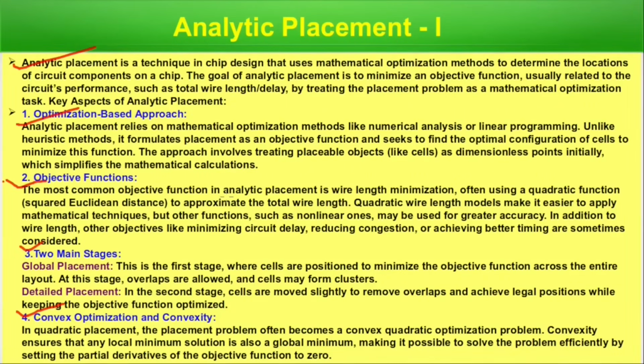Analytical placement uses mathematical optimization methods to determine the location of the circuit components on a chip. Mathematically, it determines the position. The goal is to minimize the objective function such as wire length or delay by treating the placement problem as a mathematical optimization task. So these are the key objectives.